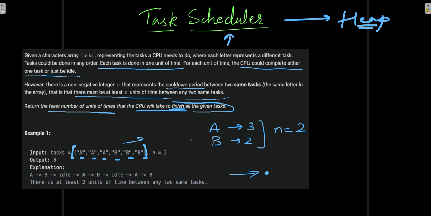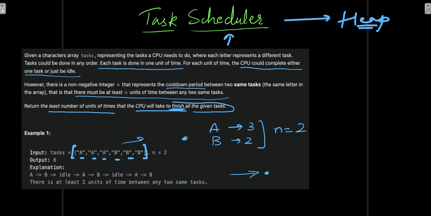There are two possibilities. Either you could start with the most frequent one or with the less frequent one. What I mean by that is the task which appears more number of times is the more frequent, and the task which appears fewer times is less frequent. So you could choose to go with any of these. Why?